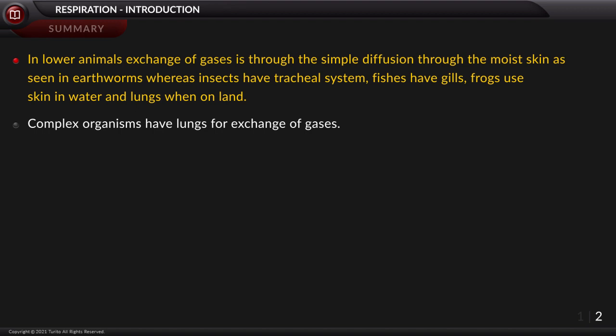In lower animals, exchange of gases is through simple diffusion through the moist skin as seen in earthworms, whereas insects have tracheal systems, fishes have gills, frogs use skin and water and lungs when on land. Complex organisms have lungs for exchange of gases.